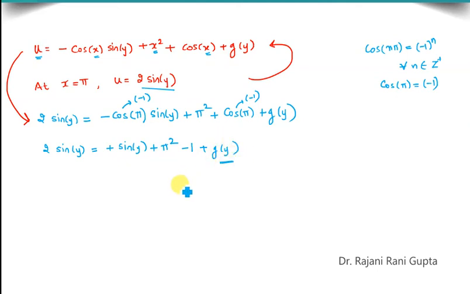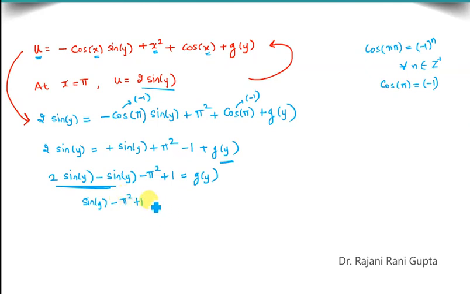Now we need to find the value of g of y. So we move the remaining terms to the other side. So we get 2 sine of y. If I move this plus, it will become minus. This also becomes minus. And this minus 1 becomes plus 1. This is g of y. Again we can simplify these two terms. So this gives you sine of y minus pi square plus 1. This is the value of g of y.